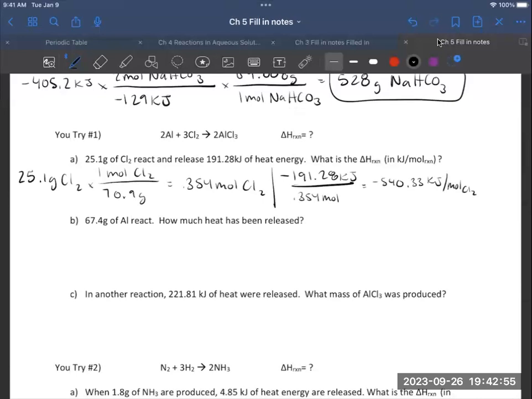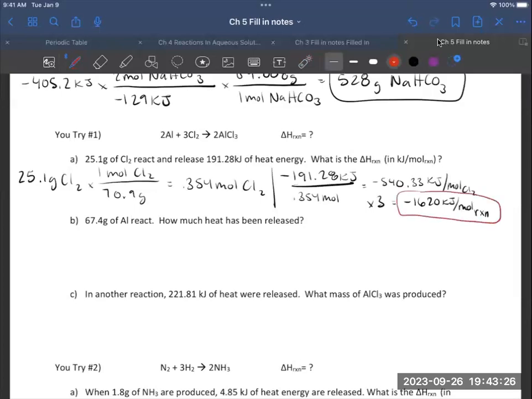So in this case, take a look at the balanced equation. You'll notice there are 3 moles of chlorine in this overall balanced equation. So what we're going to do is multiply that answer by 3. And that's going to get our answer in kilojoules per mole reaction. With 3 sig figs, it ends up being negative 1620 kilojoules per mole reaction. So that's your final answer for try number 1, part A.